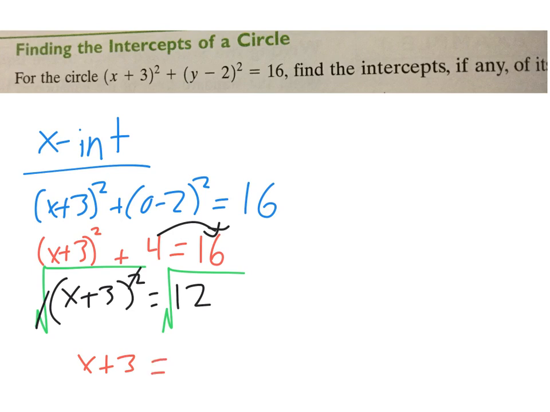And now what just happened? I chose to take a square root of both sides, so I have to account for the plus or minus. Plus or minus 2 radical 3. Very good.